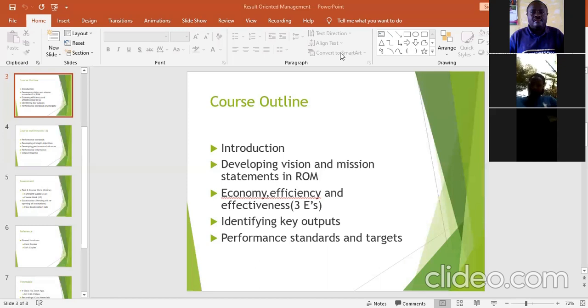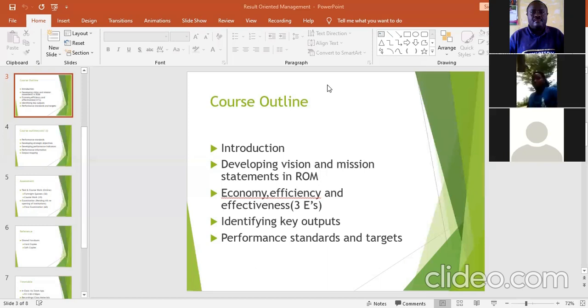Another benefit of ROM, increased productivity, increased profits, and quality of goods. ROM helps to increase profits, productivity, and quality of goods, because it actually emphasizes that every person, once given a task, should work hard, and at the end of the day, an organization gets profits, becomes more productive, and the quality of services and goods improves.